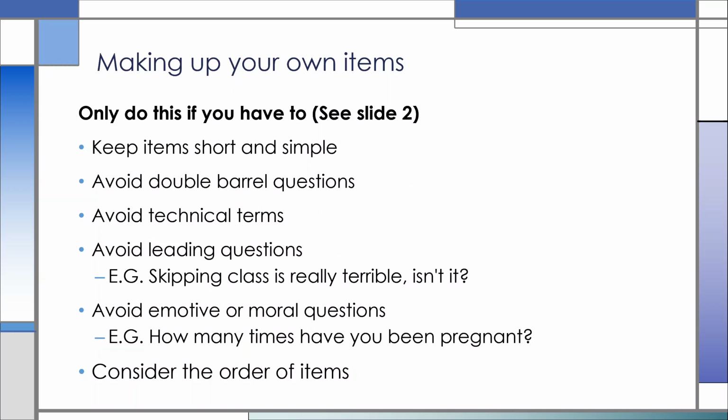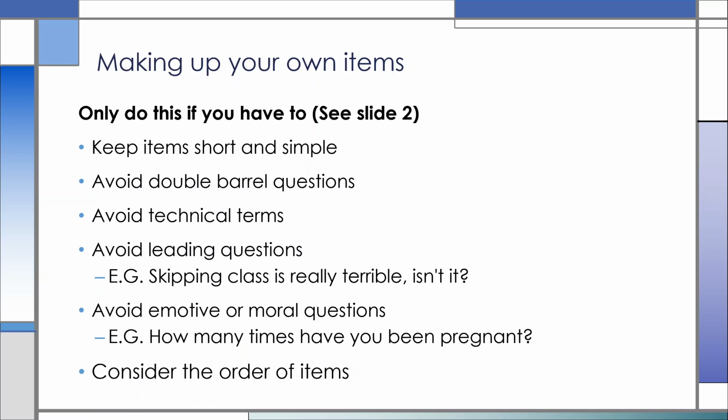Finally, if you are going to make up your own items, and again, highly discouraged, only do this as an absolute last resort, here are a couple tips and pointers for what you should do. Keep items short and simple. You don't want to make your reader have to read too much. A lot of times when people are reading lots of items, they'll tend to skip over pieces, and you're less likely to get consistent, reliable results with long, complicated items.